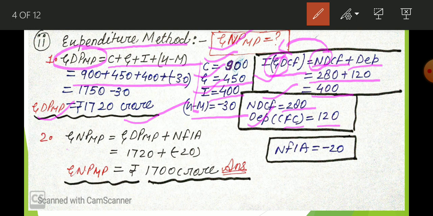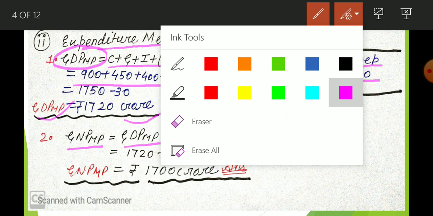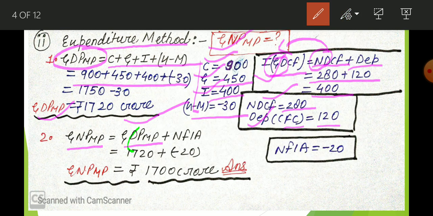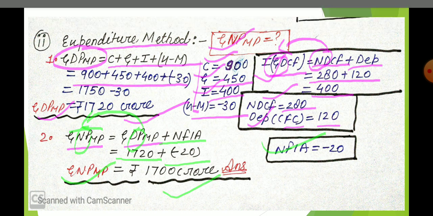Okay, what we have to calculate? We have to calculate GNP-MP. What we are having? We are having GDP-MP. So here is only one difference. Okay student, here you have domestic and here you have to find out national. So when you are moving from domestic to national concept, you have to add NFIA. Okay, so GDP-MP is given 1720 and NFIA is given -20. When we put the values, we get the answer GNP-MP is equal to 1700.